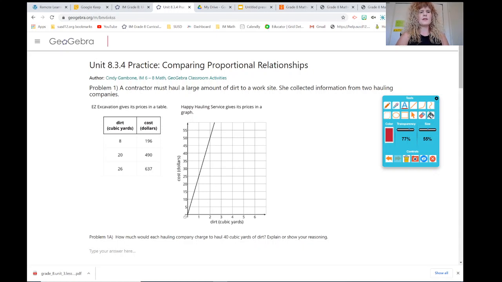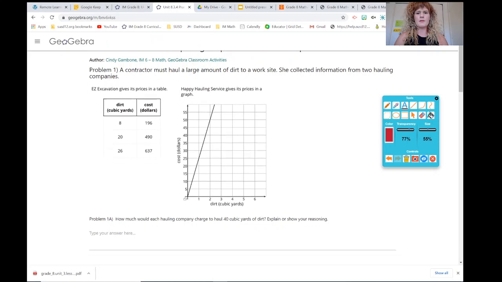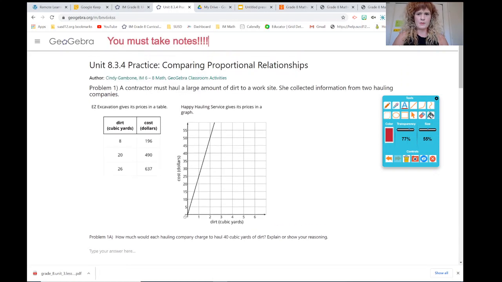Students, this is 8th grade math, Unit 3, Lesson 4. For this lesson, you must take notes. Get your pencil and paper ready. We will do the work on another piece of paper, and then it's going to be really easy for you to come back and enter it into your GeoGebra assignment. Please read the problem with me.